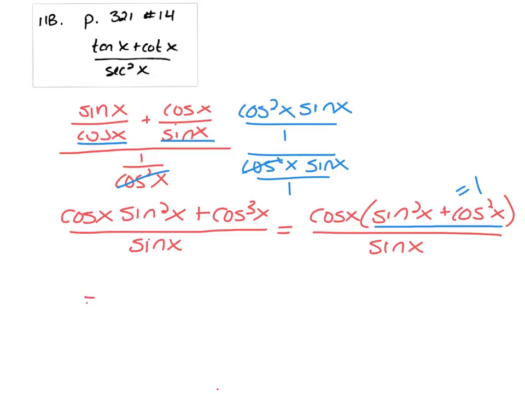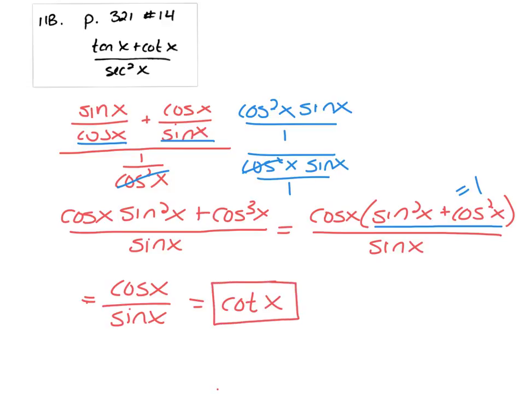So when I simplify, I'm just going to have cosine of x over sine of x. And that very simply simplifies to cotangent of x. And there is my final answer.